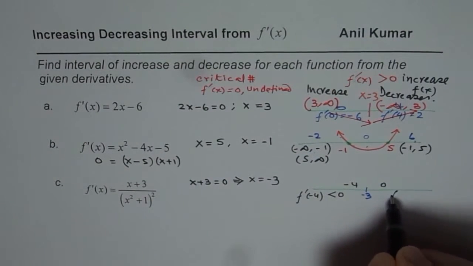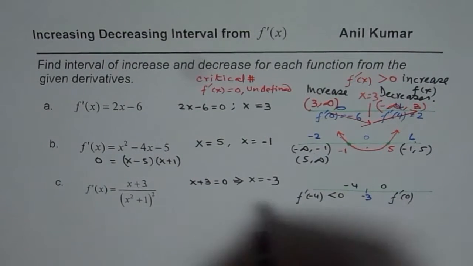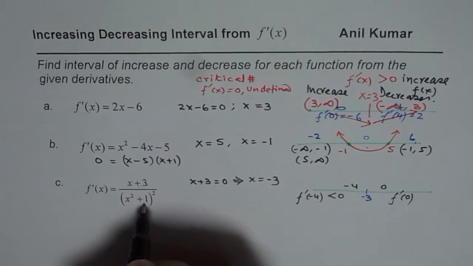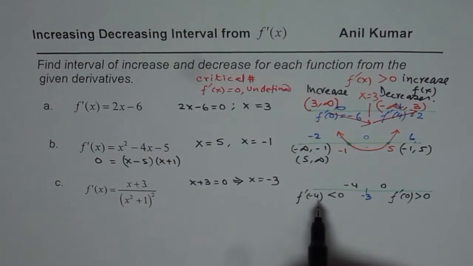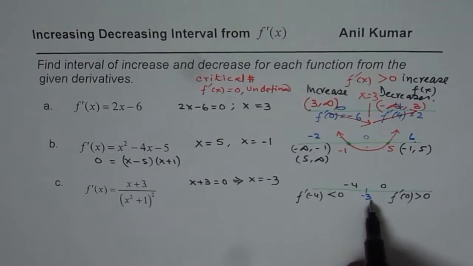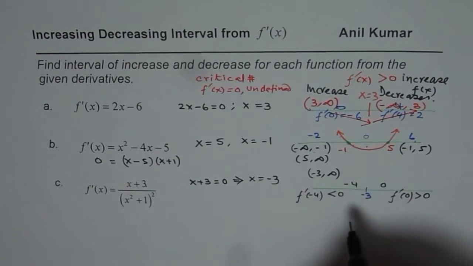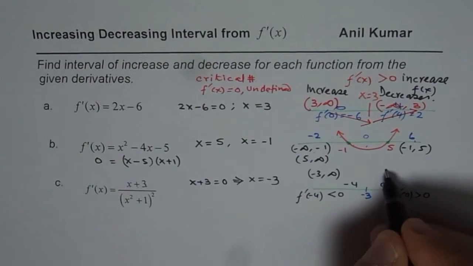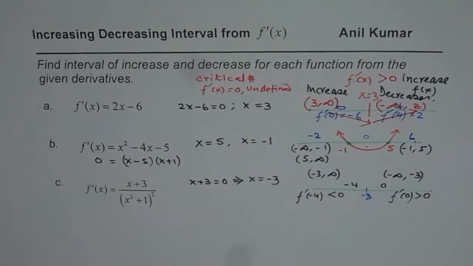On the other hand, the derivative at 0, if I put 0 here, I get plus 3 on the top over something which is positive. So that is going to be greater than 0. So in this particular case, the interval of increase is from minus 3 to infinity. We'll write this as minus 3 to infinity. The interval of decrease is from minus infinity to minus 3. You get the point, right? So that is how you could answer this question.